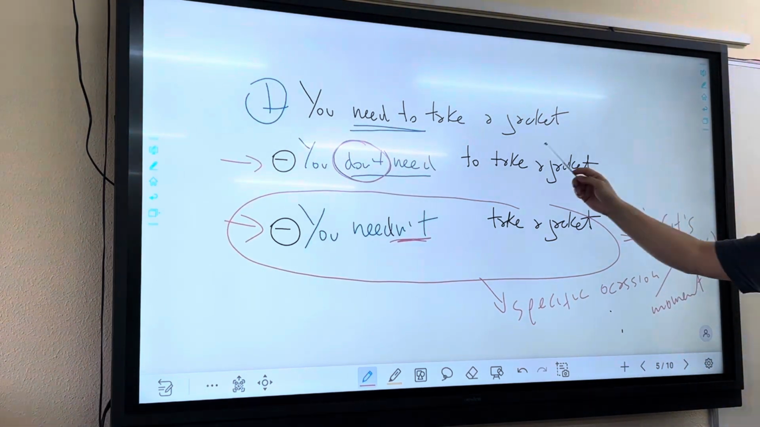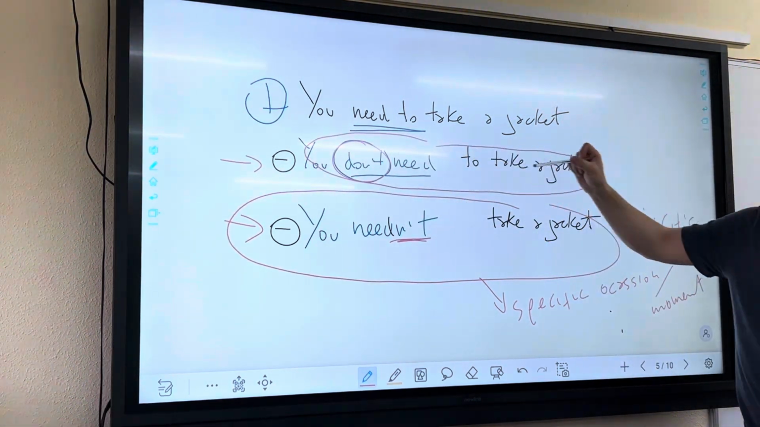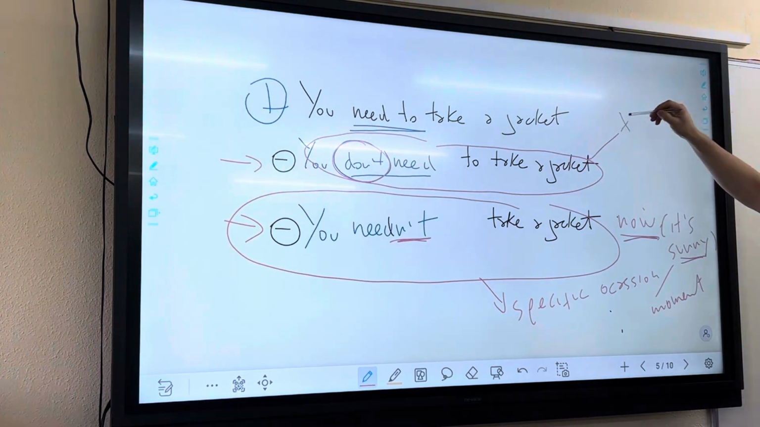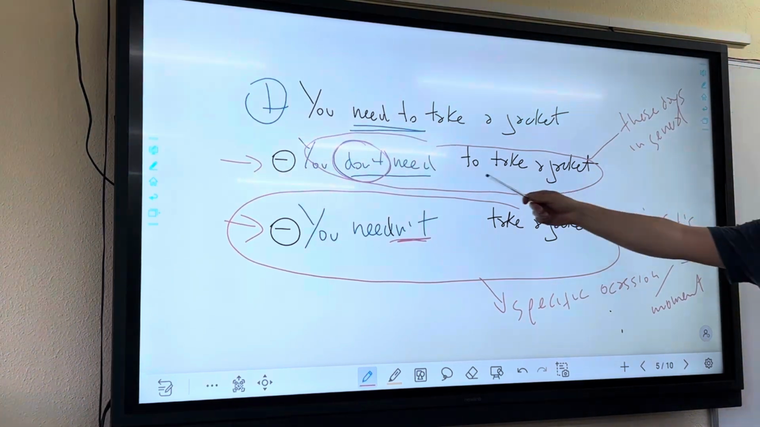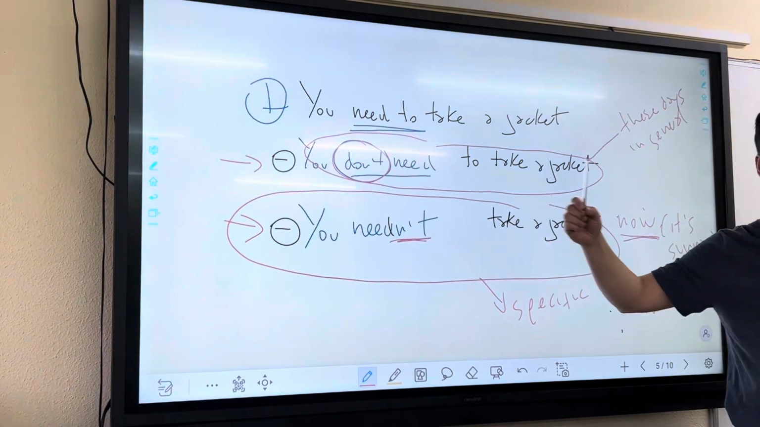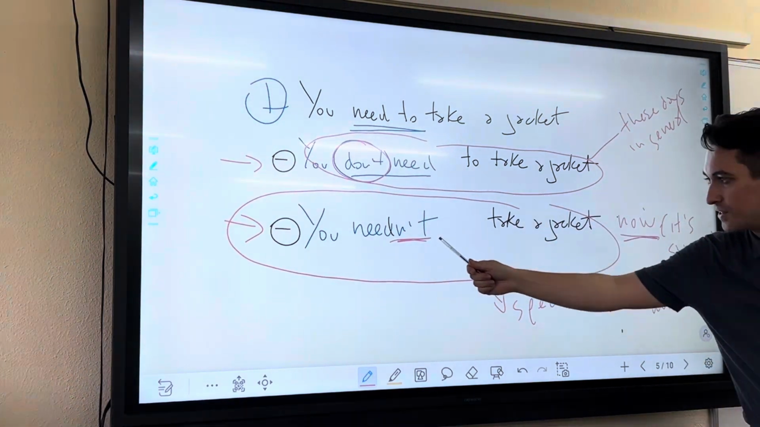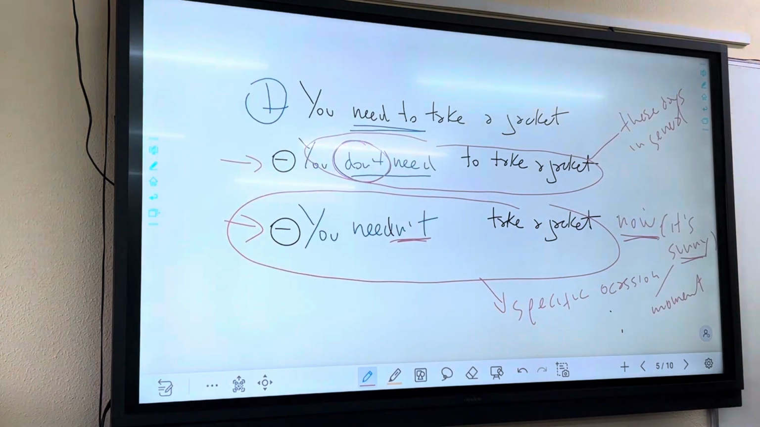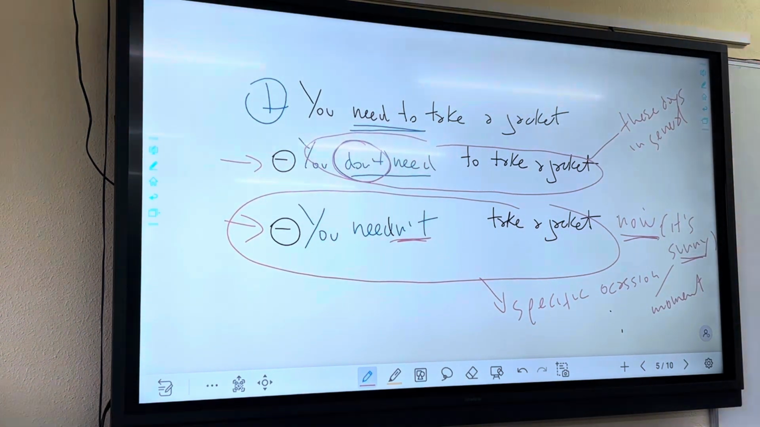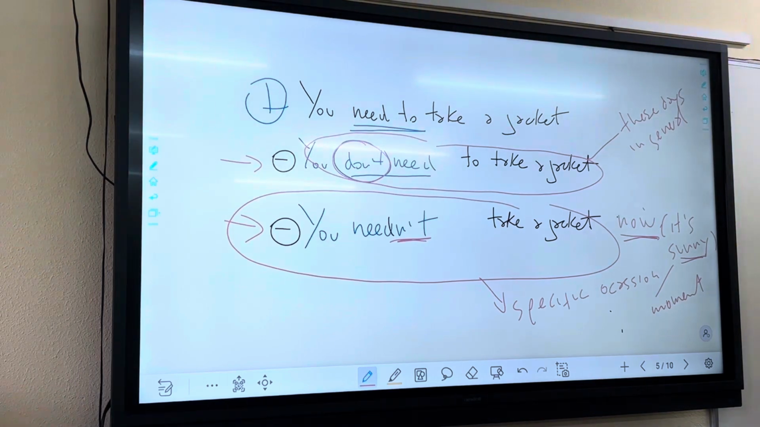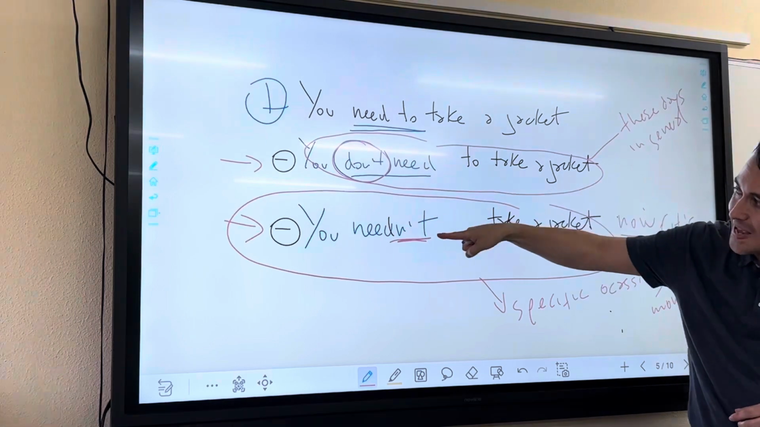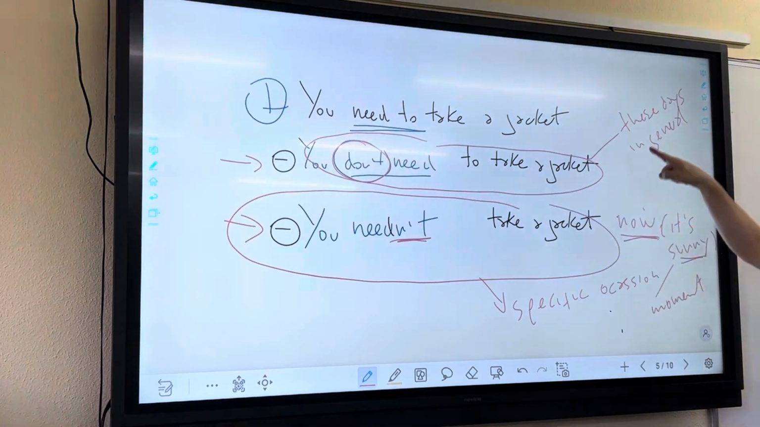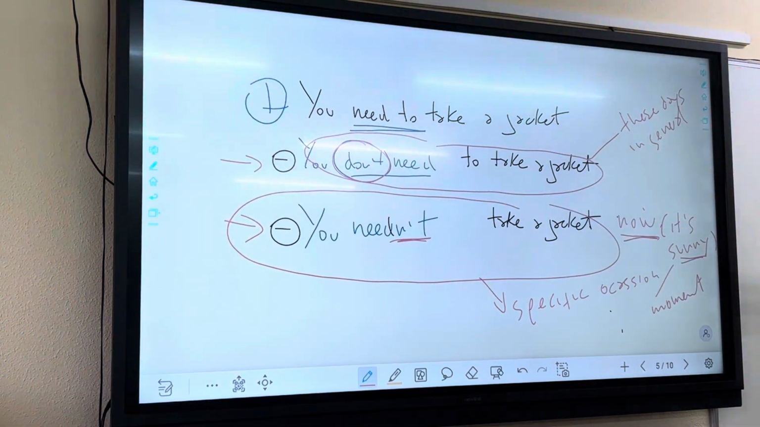Here, this would be for something more general. You don't need to take a jacket, I don't know, these days, yeah? These days in general. That is the difference between don't need and needn't. Don't need to do something in general. Needn't do something on a specific occasion. So far, so good? So yeah, you can negate it in both ways, but at an advanced level, you should be aware of this little difference.